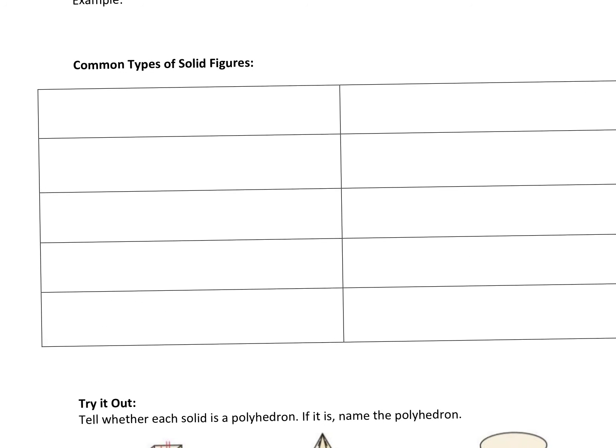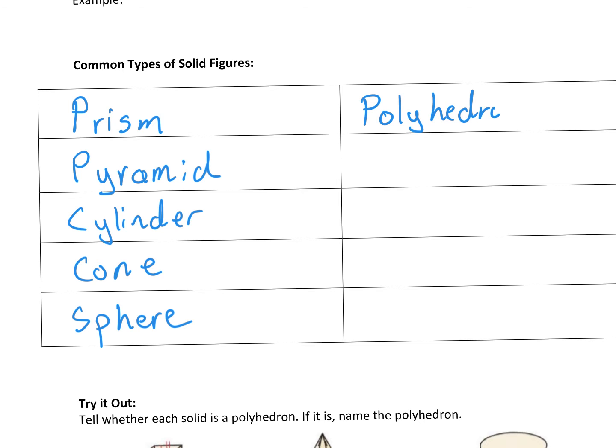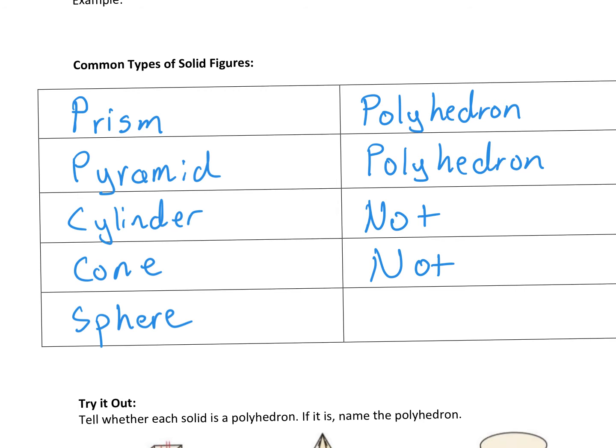So common types of solids, we talked about: prism, pyramid, cylinder, cone, and sphere. The prism is a polyhedron. A pyramid is a polyhedron. A cylinder is not a polyhedron. A cone is not. And a sphere is also not a polyhedron.